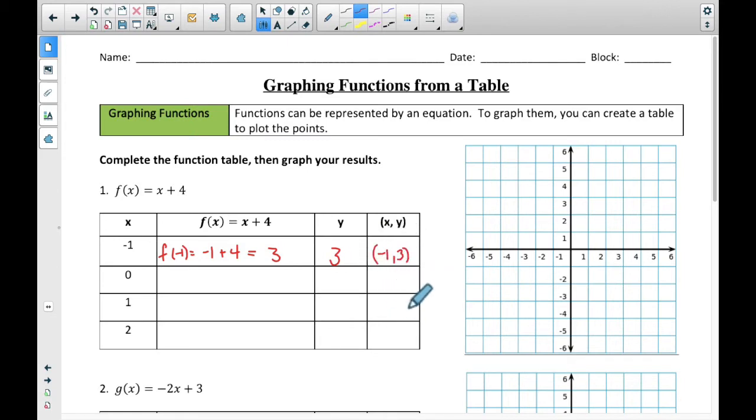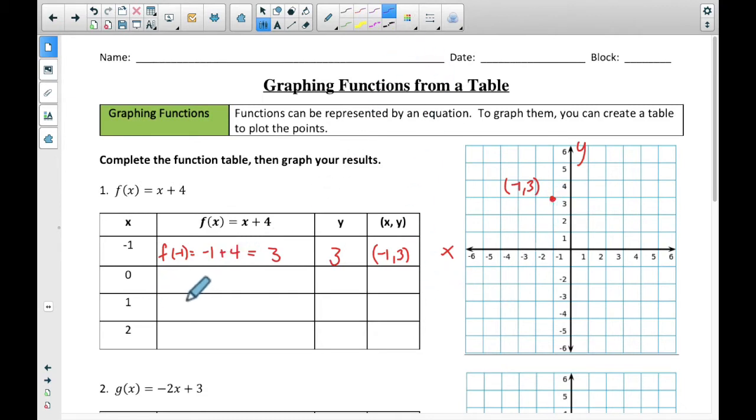And so that's just like what we talked about last time in the last video. Okay, so -1, 3, I can plot that point. Remember, the first number is your x, the second number is your y, and so we're going to go over -1 and up 3. And that is the point -1, 3.